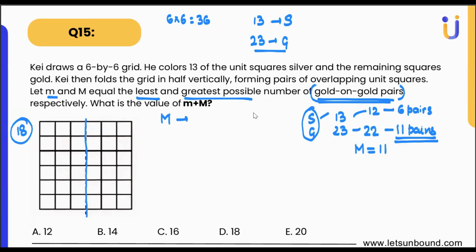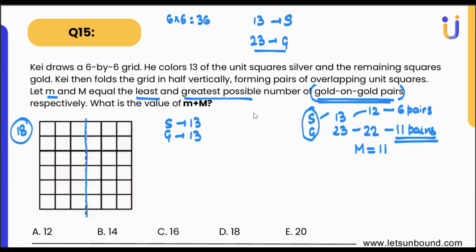Now thinking about the least value, which can be slightly harder. So M is 11, right? For the least value, which means small n, we have to think about wasting all our golds on silver-gold pairs. How many maximum silver-gold pairs can we form? They can be formed if we use all silvers in making silver-golds, with no silver-silver combination, otherwise a gold-gold combination will happen. That is why, with 13 silvers, I will need 13 golds to make these pairs.